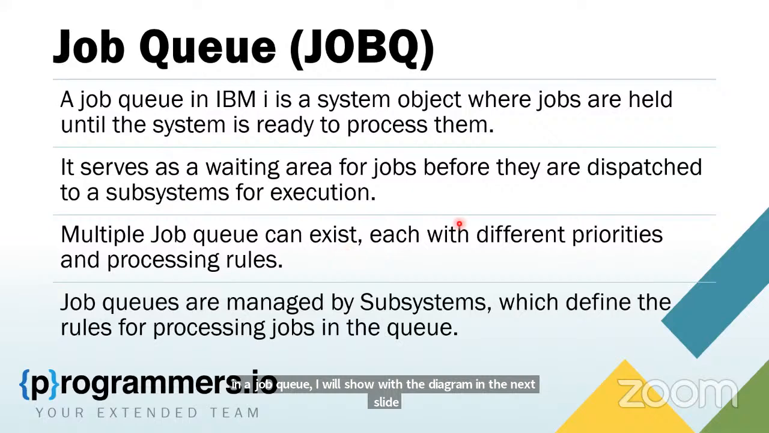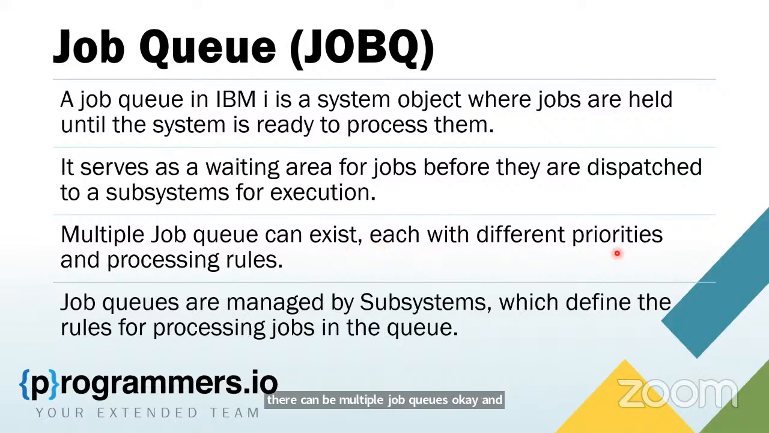For each job queue, we can define different priorities and how the jobs coming into the job queue have to be processed. We can define those kinds of things. In a subsystem, you can have multiple job queues. But a job queue, when it runs, has to be attached to only one subsystem. The job queue cannot be attached to multiple subsystems.